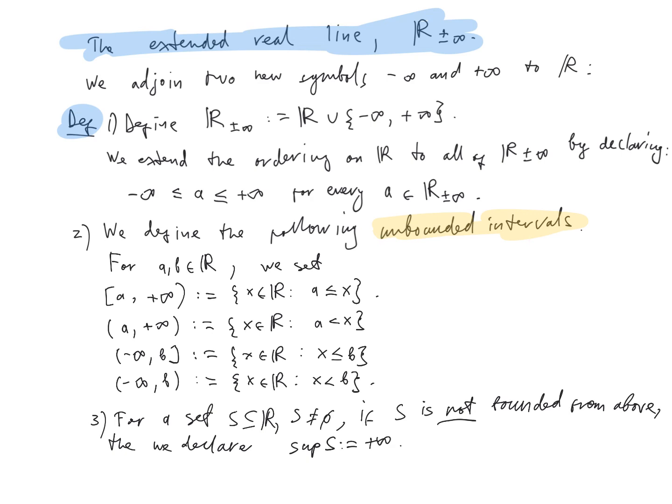Remember that the supremum operator was only defined on those sets of real numbers which are bounded from above. So here we're extending the meaning of that operator to a larger set of sets, those sets which are not bounded, where we define the supremum in that case to be plus infinity. And similarly, if our set S is not bounded from below, then we declare the infimum of the set S to be the symbol minus infinity.